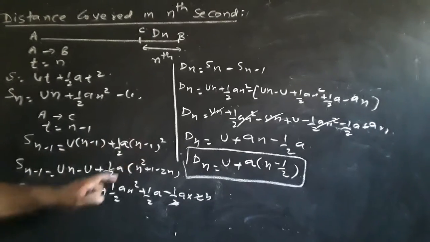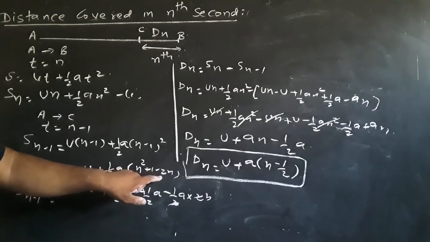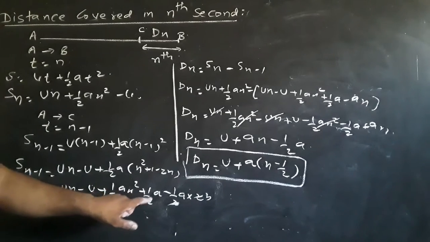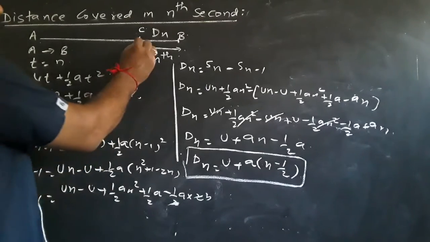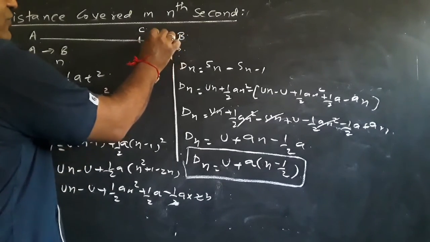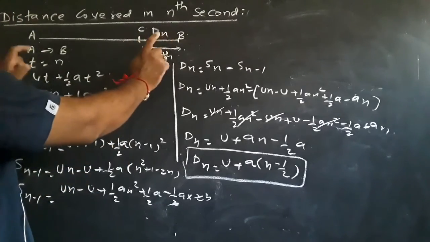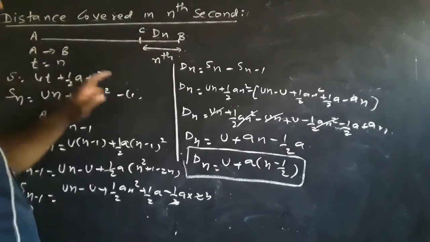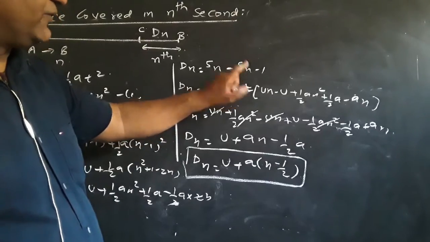Open n minus 1 whole square, a square plus b square minus 2ab. Multiply half of a with the bracket: half a n square, half a, minus half a into 2n. So it will be cancelled. Now we have to find the distance between C and B, that is called dn. We can find the distance dn by subtracting the distance AC from the distance AB. Distance AB is Sn, distance AC is S of n minus 1.